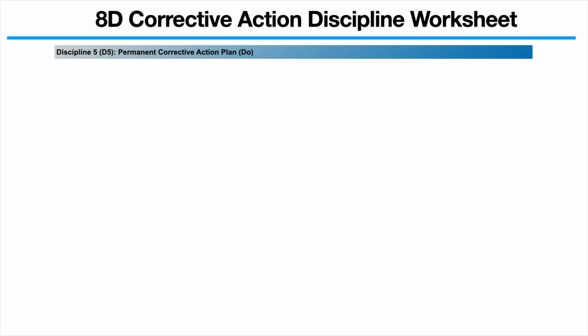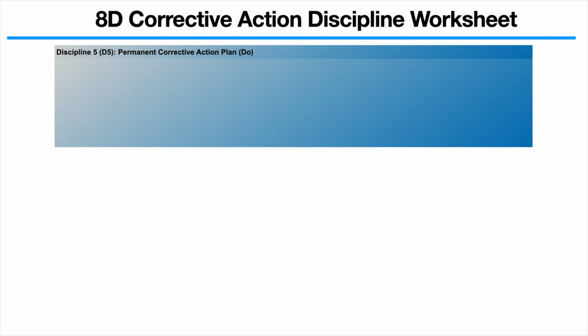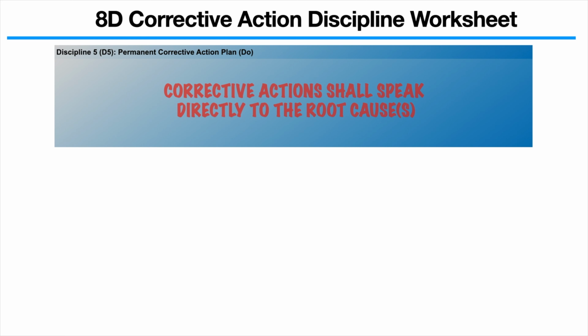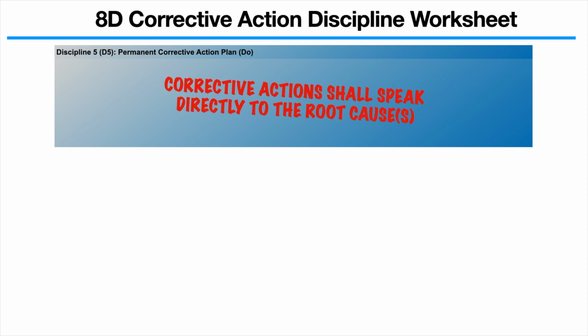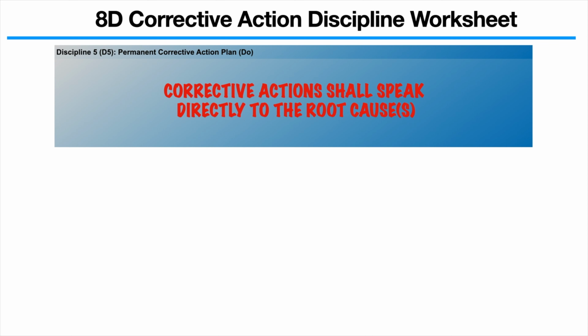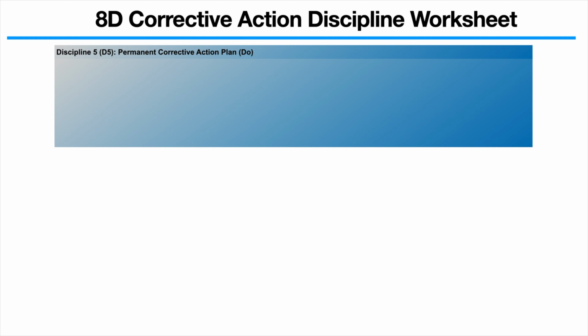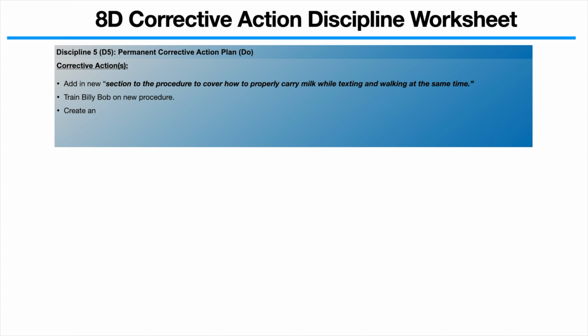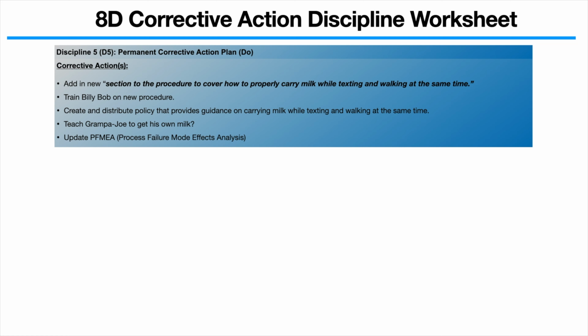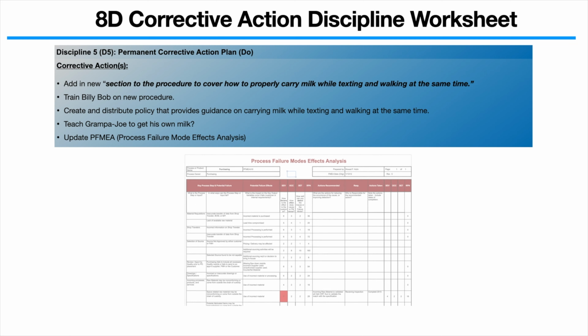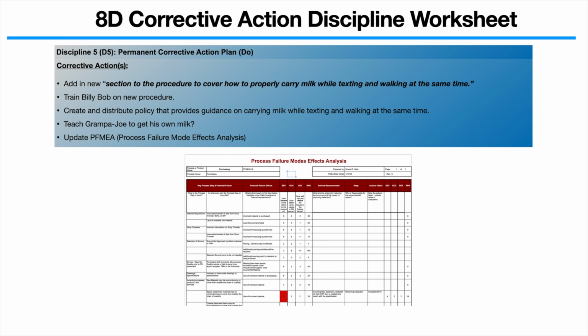Discipline 5, Permanent Corrective Action Plan, directly addresses the root cause or causes determined in D4 and any other sub-actions to be accomplished. Since the root cause stated there was nothing contained in the procedure about how to carry milk while texting and walking at the same time, the correction shall speak directly to that root cause. In this case, the team is going to add in a new section to the procedure to cover how to properly carry milk while texting and walking at the same time. Notice that we've used the same verbiage in both statements for continuity and will continue to do so from this point on. This is also the time to take a look at updating your various types of FMEAs as well.